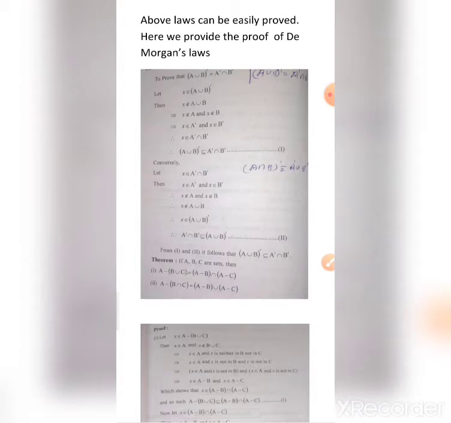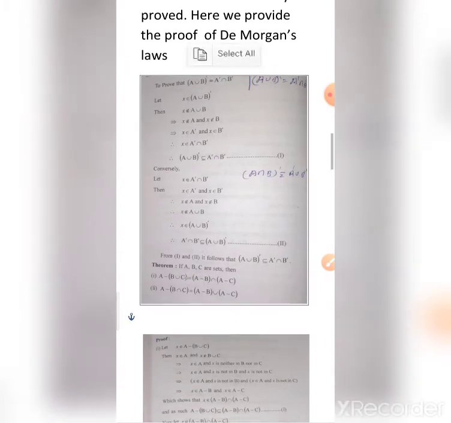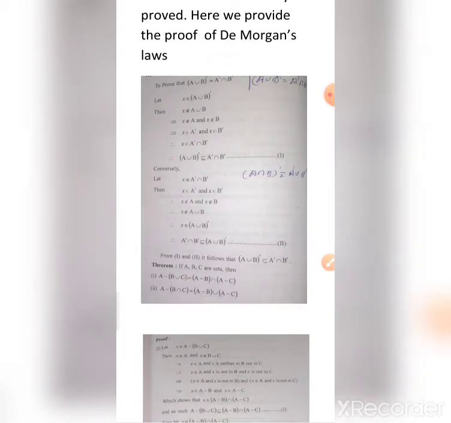Therefore, x belongs to A dash and x belongs to B dash. Therefore, x belongs to A dash intersection B dash. Therefore, x belongs to (A union B) dash implies x belongs to A dash intersection B dash. This means (A union B) dash is a subset of A dash intersection B dash. This is equation one.